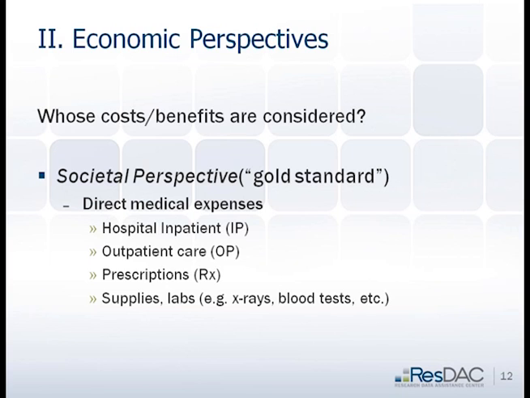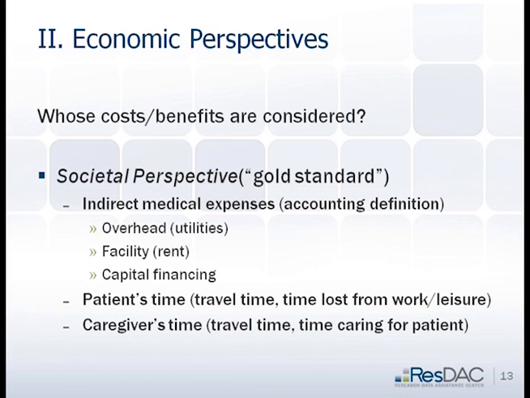The indirect medical expenses, now what I'm throwing up there is this accounting definition of indirect expenses, but those are the overhead, the utilities, facility and rent, what the institution has to pay in terms of their utilities as well as the hospital building itself and whatever financing mechanisms they are using to make things go. But in addition to these direct and indirect medical expenses, you're also going after the patient's time, as in travel time, how often do they have to come back in for follow-up.